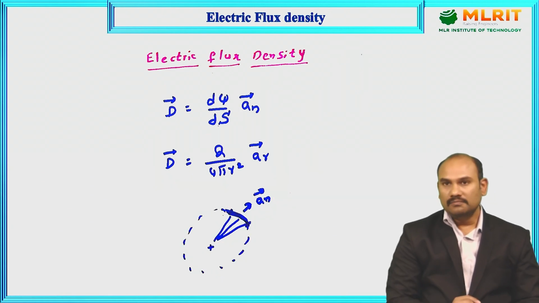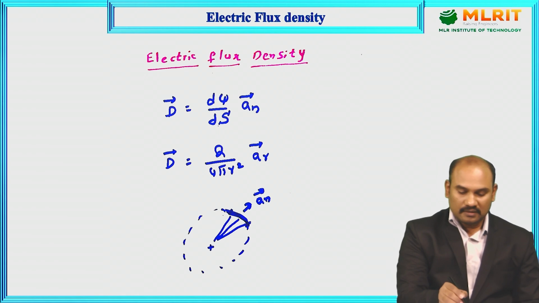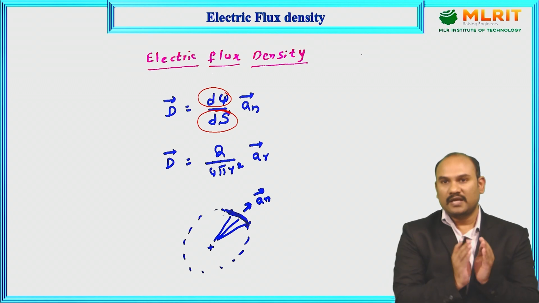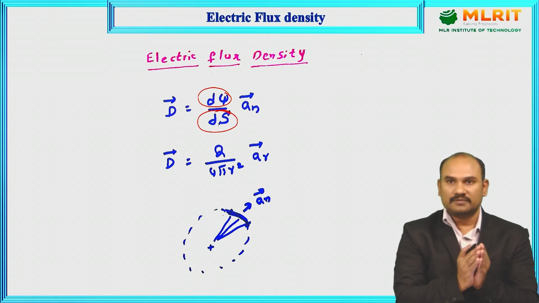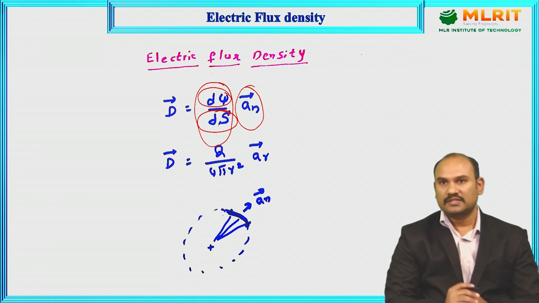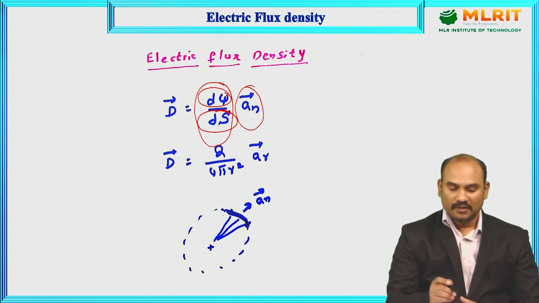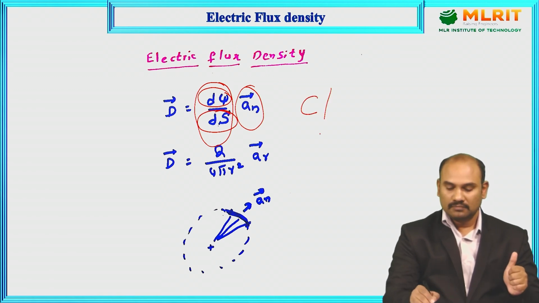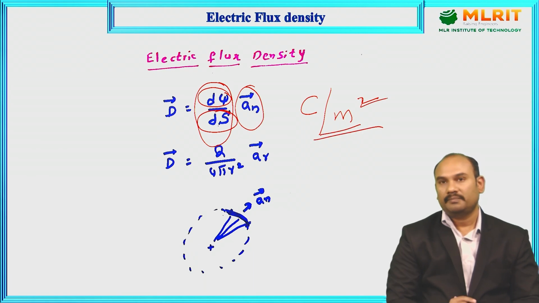Now as I told you, what is electric flux density? The differential flux crossing a differential surface area, d psi by d s. Flux per unit surface area, or differential flux per differential surface area. This tells you the magnitude, this gives you the direction, because flux density is a vector quantity. And what will be the units? Amount of flux, coulomb, per unit area, meter square: coulomb per meter square. This is the unit of flux density.